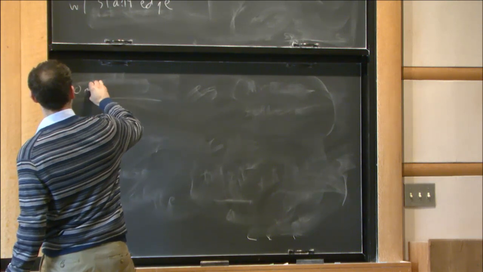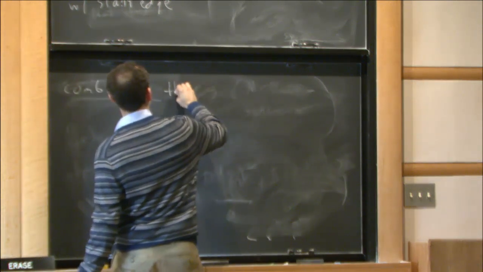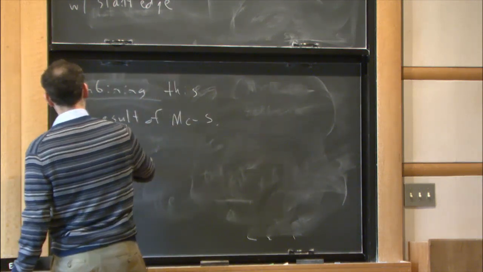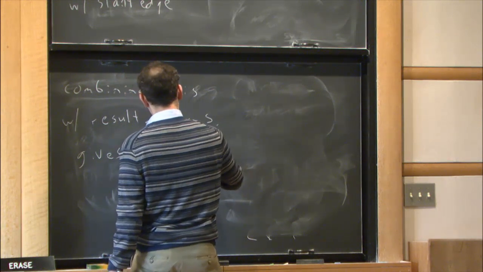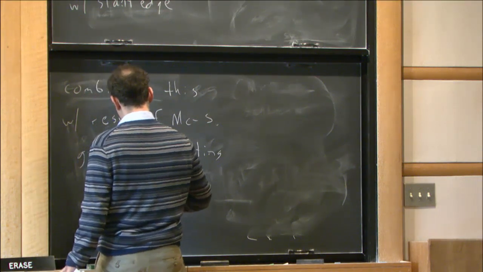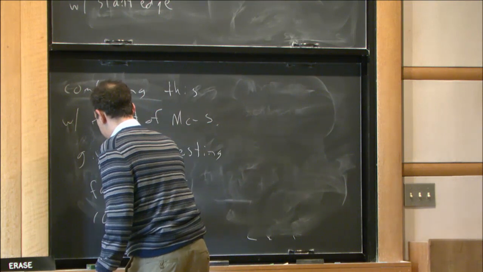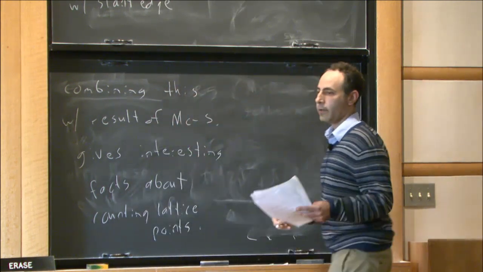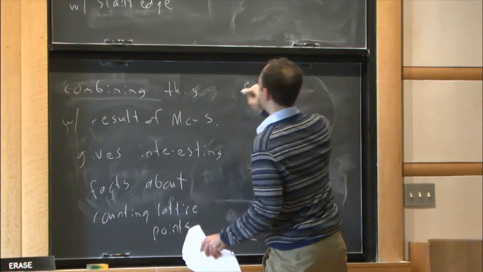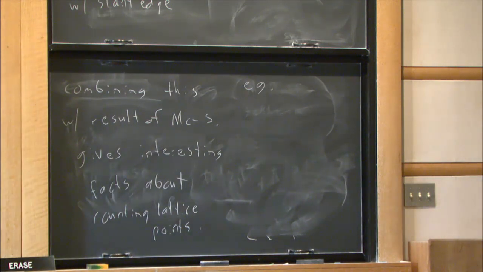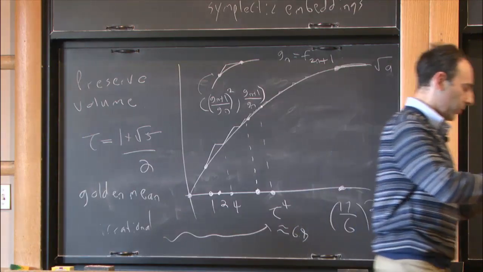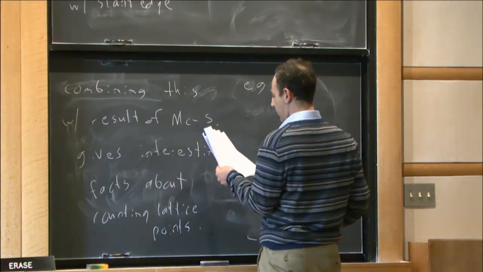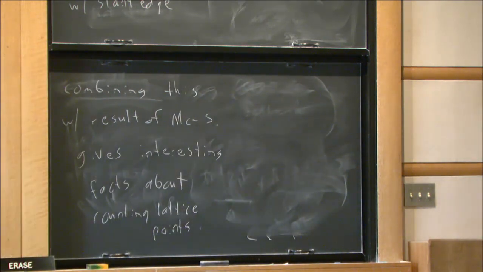So combining all this with the result of McDuff and Schlenk gives some interesting facts about counting lattice points. For example, if we just study what's going on at these odd index Fibonacci number points, I'm going to write it over here. This is an important enough point that I'm going to redo it over here.